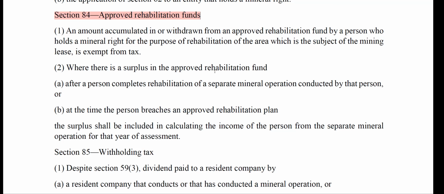So this rehabilitation or decommissioning comes from IAS 37, where you know that you have an obligation to clean up the place. So you start setting up a fund, maybe for the next 20 years, because you want to rehabilitate or restore it to its original position.